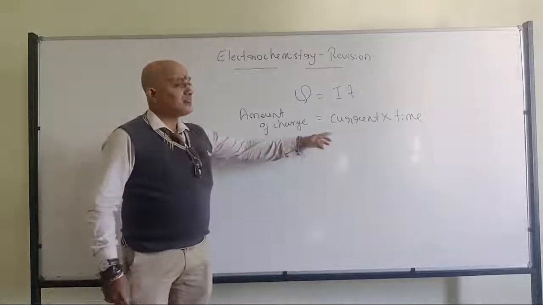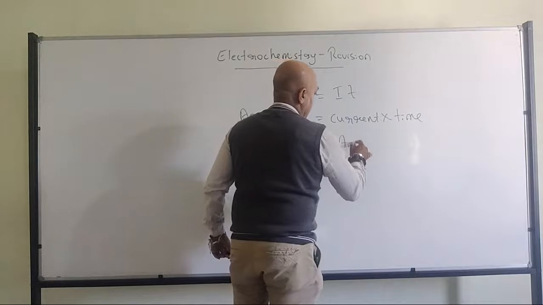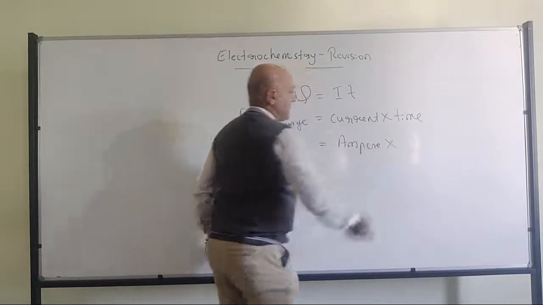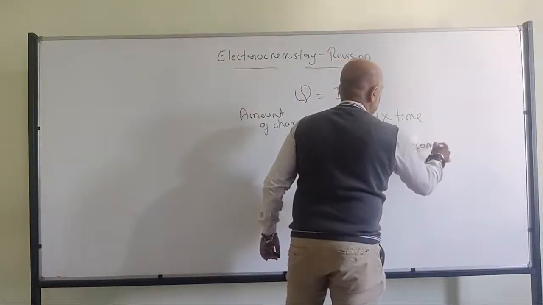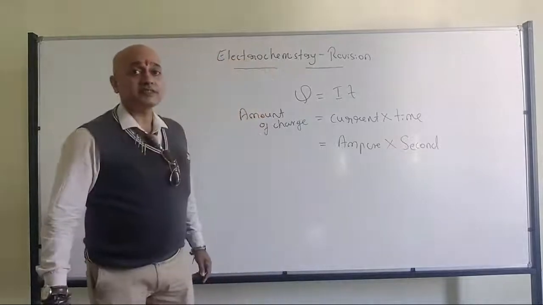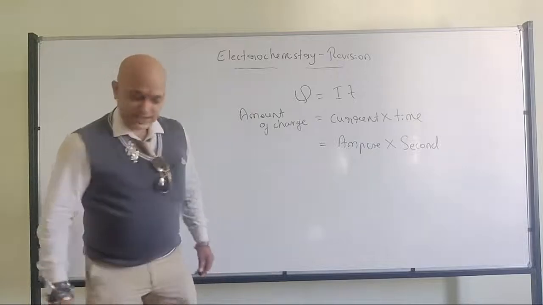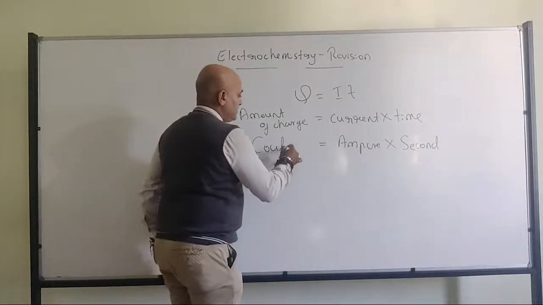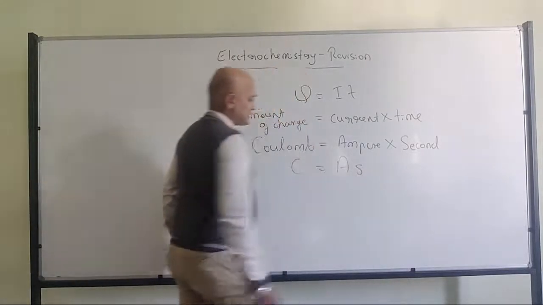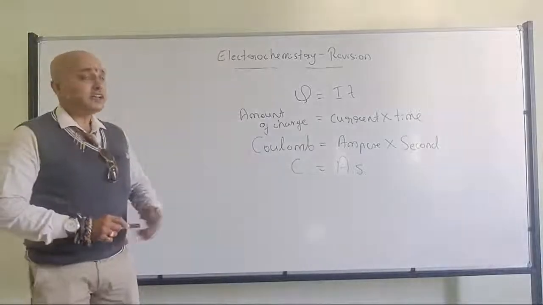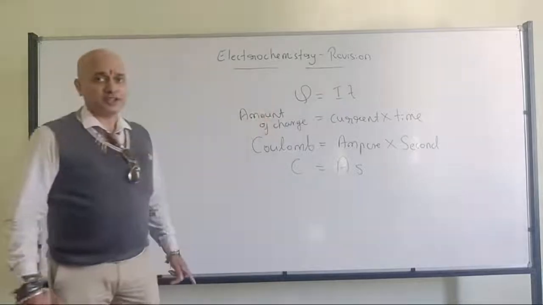So what is the unit for current? It will be ampere. What is the unit for time? It will be second. Very good. If it is given in hours also, you should convert them into seconds. Now what is the unit for charge? It will be coulomb. So that's where we have C is equal to A into S. That's where we have the important equation.